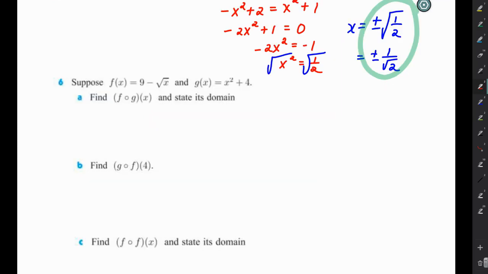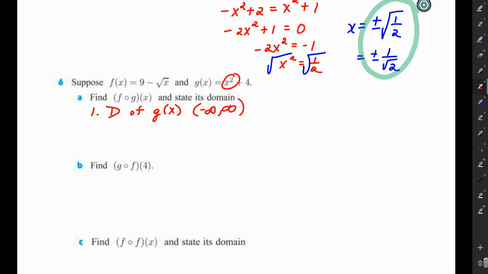Moving on to number 6, find g of f of x and state its domain. Remember, there are 3 parts to this. First, we need to know what the domain of the inner function is. Well, the domain of g of x, in this case, we could put any value into g of x. We could put a negative, we could put a 0, we could put a positive number, not going to cause a problem. So the domain of g of x is all real numbers.